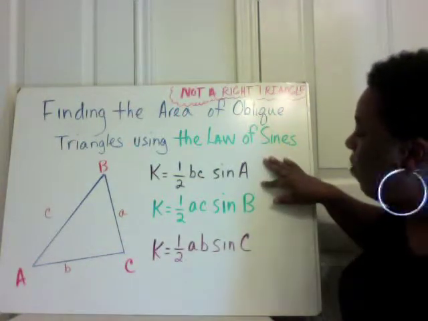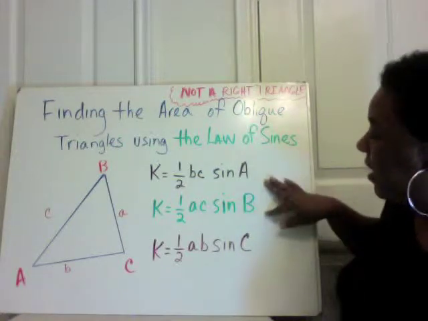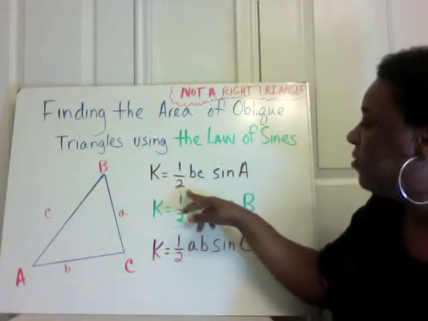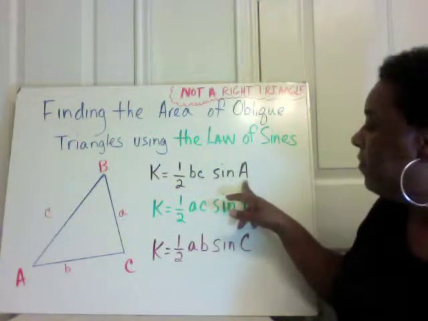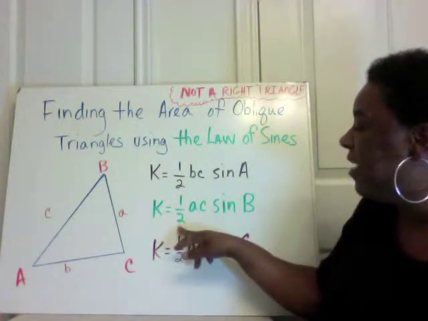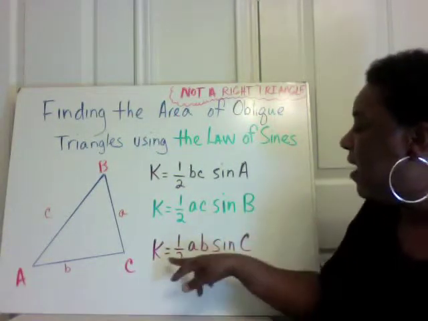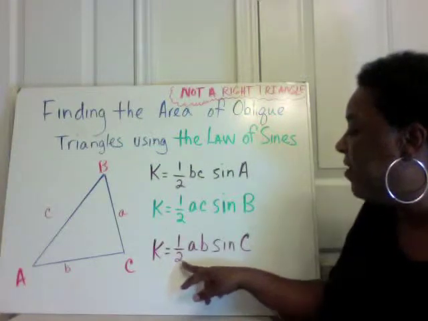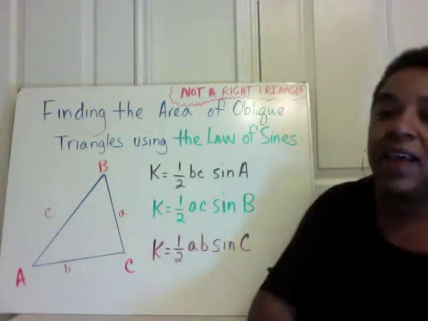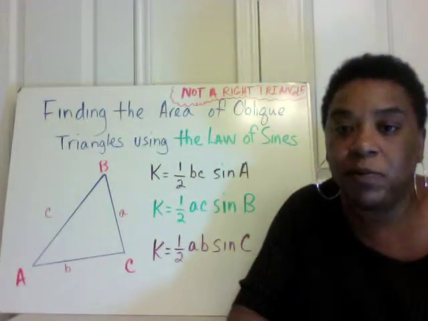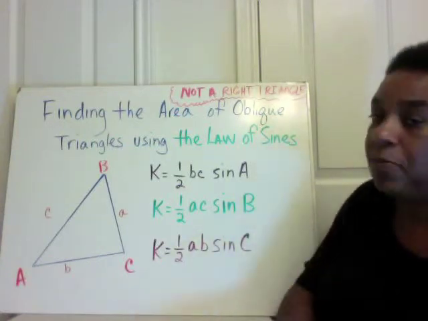So there are three formulas for finding the area of triangles. K is equal to 1/2 times b times c times sine of A. K is equal to 1/2 times a times c times sine of B. And K is equal to 1/2 times a times b times sine of C. And the way we know which formula to use is by which angle we are given in the problem.